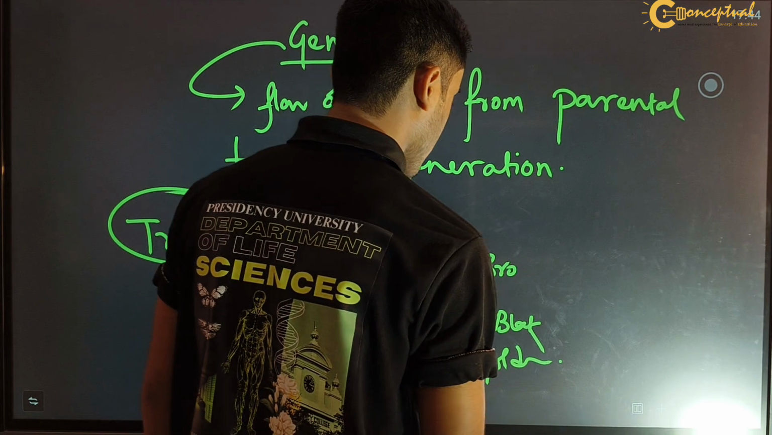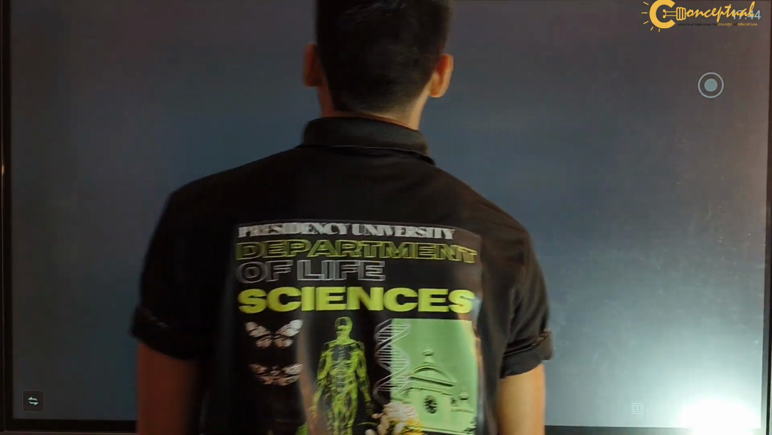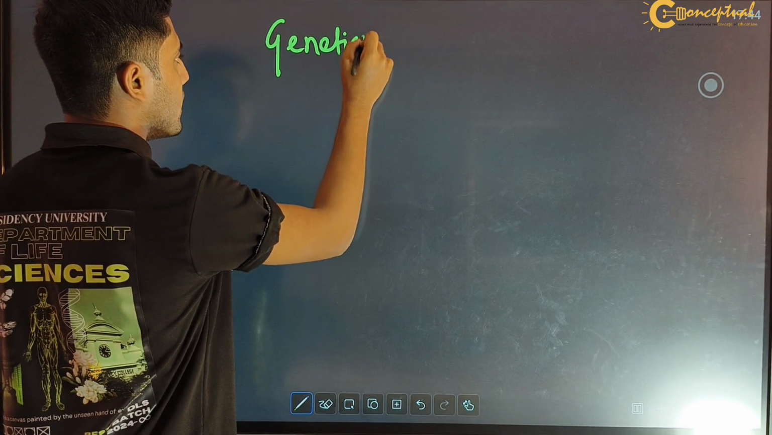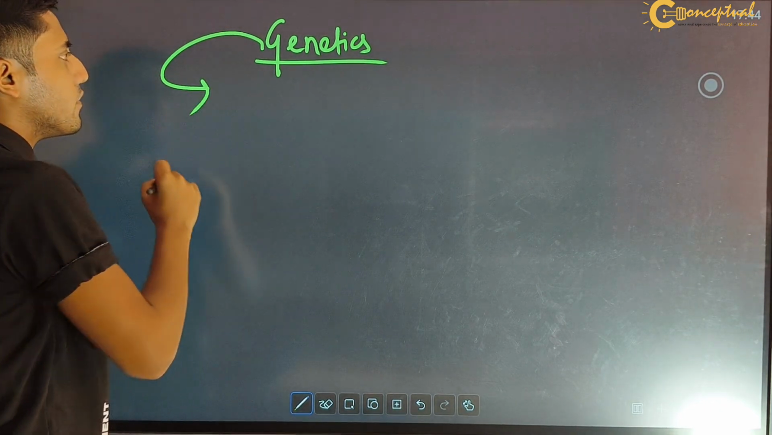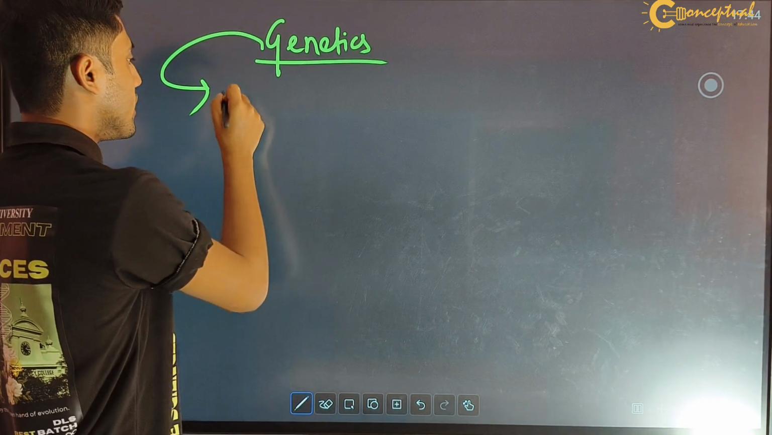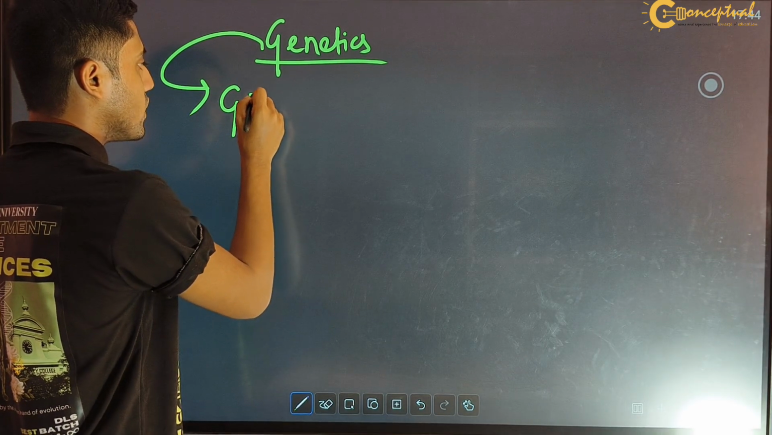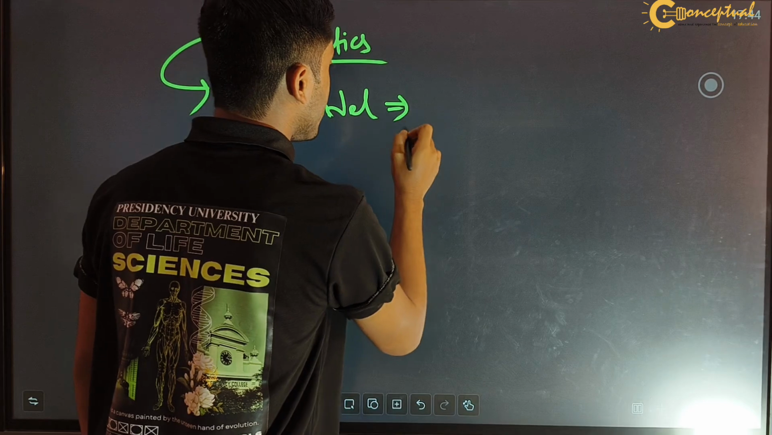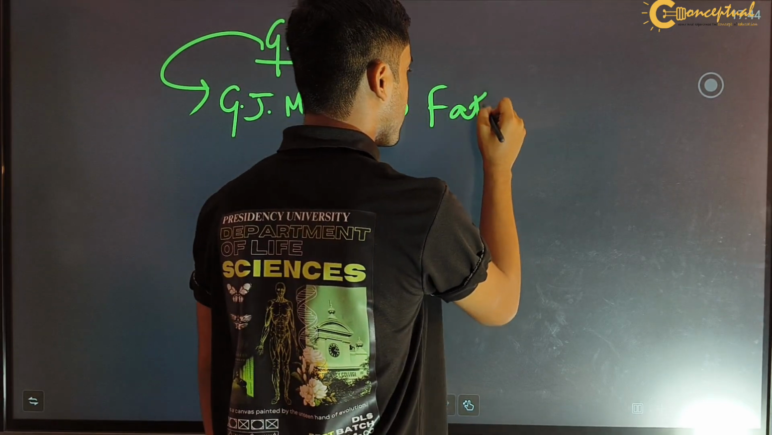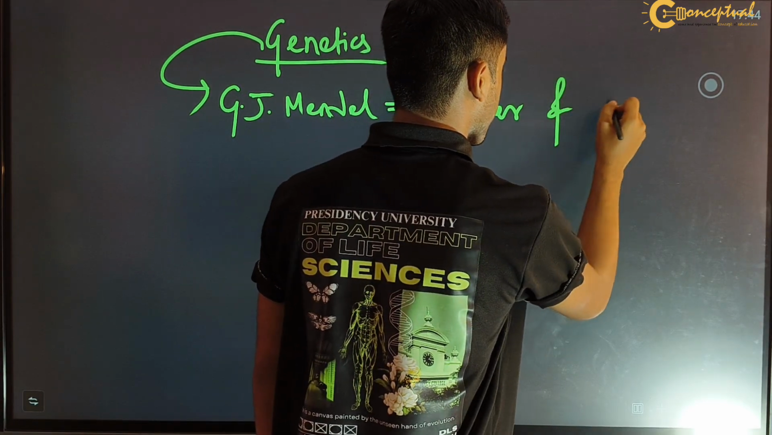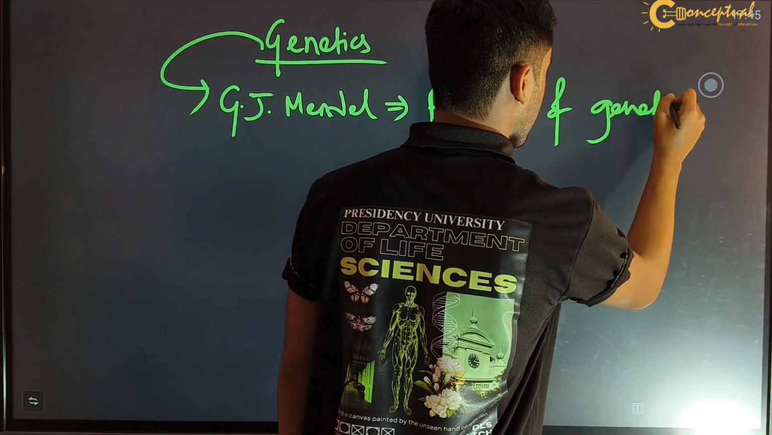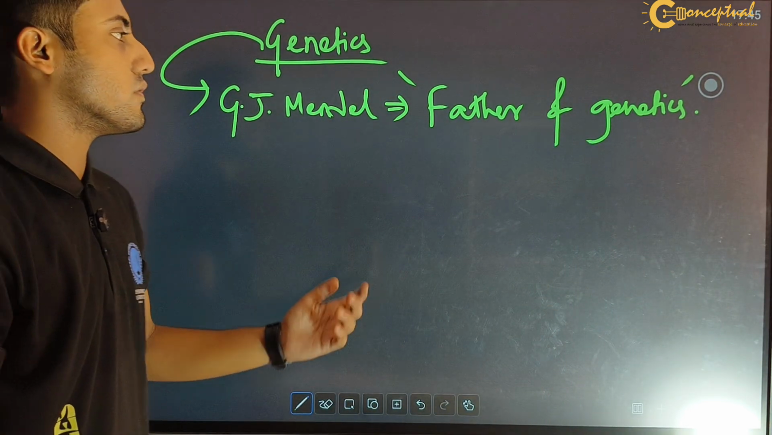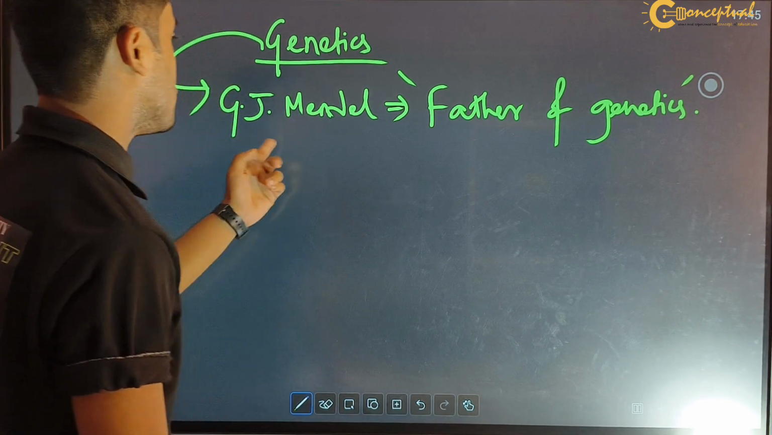Now, before starting genetics, we'll have to pay our respect to the man who laid the foundation of the subject, who was none other than Gregor Johann Mendel. And therefore, he is also regarded as the father of genetics. So this question often comes in exam, who is the father of genetics? So the answer would be Gregor Johann Mendel.